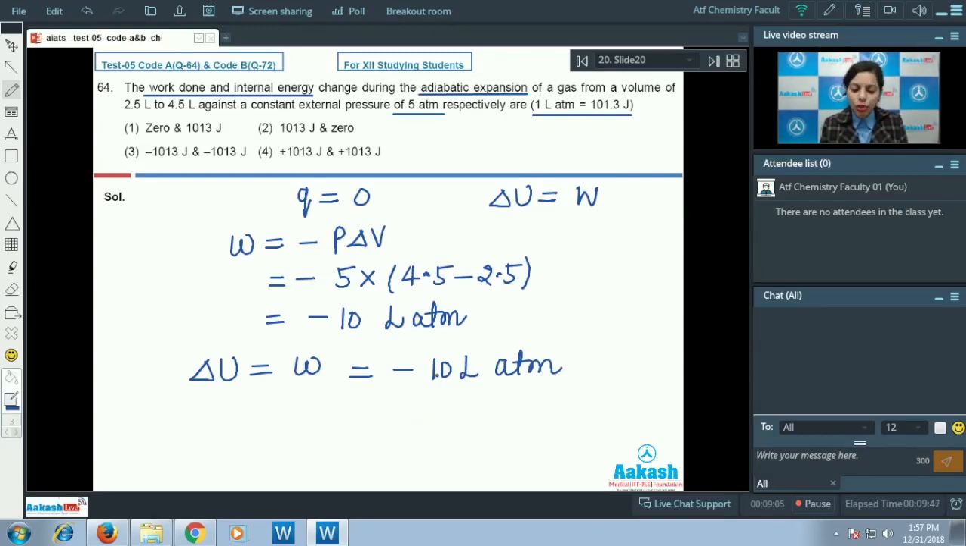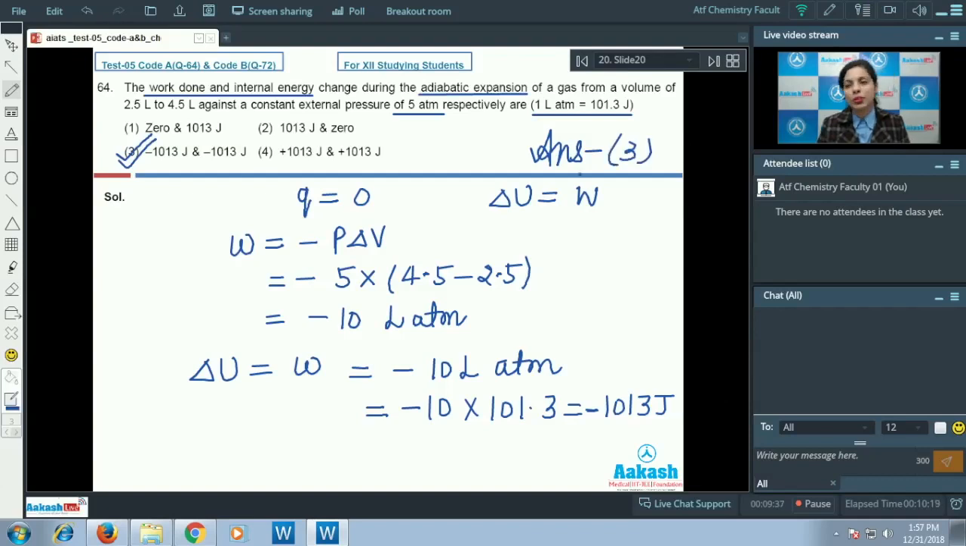But the answer is given in joules. That's why let's change it in joule. It can be converted into joules by multiplying 101.3 to it. And this would be equal to 1013 joule. The negative value is there. And that answer, both the values are same and both the values are negative also. Minus 1013 is given in option 3 for both work done and internal energy. That's why this is the correct answer for this question. After this, let's check next question.